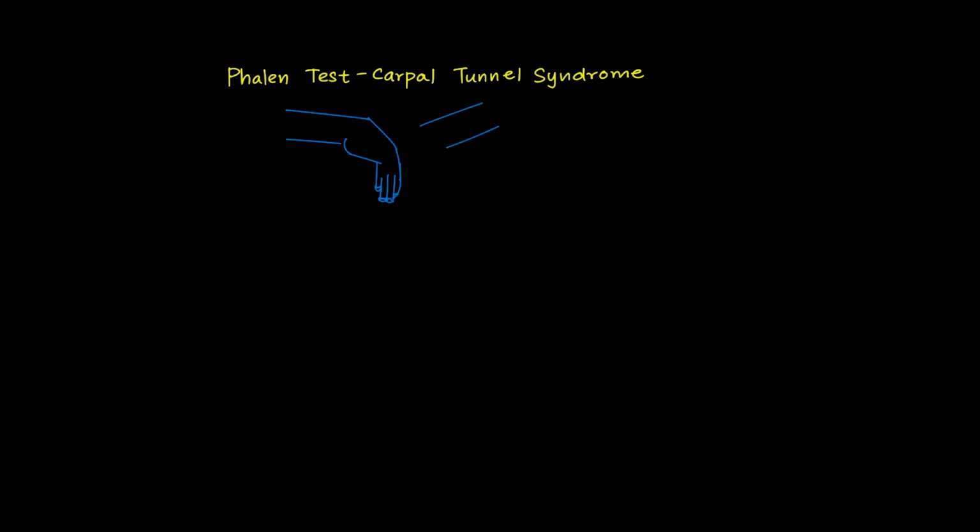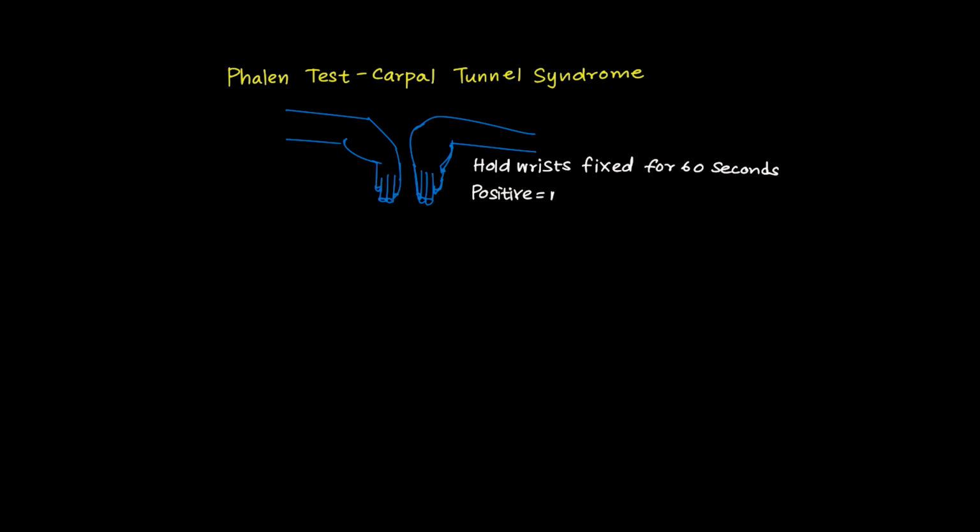Carpal tunnel syndrome occurs when the median nerve gets compressed as it passes through the carpal tunnel at the wrist. The median nerve supplies sensation to the thumb, index finger, middle finger, and the lateral half of the ring finger. When you flex the wrist, the carpal tunnel narrows and puts additional pressure on an already compressed nerve. Holding that position for 60 seconds reproduces the tingling and numbness if carpal tunnel is present. That's a positive Phelan test.